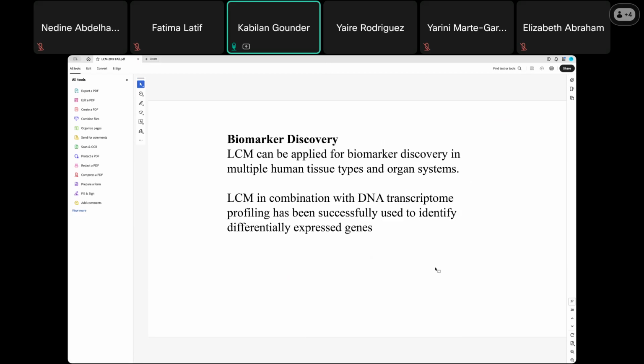So that is biomarker. Laser capture microdissection can be applied for biomarker discovery in multiple human tissue types and organ systems. The LCM in combination with DNA transcriptome profiling has been successfully used to identify differentially expressed genes. So that is another use: transcriptome profiling can identify differentially expressed genes in the cancer cells.